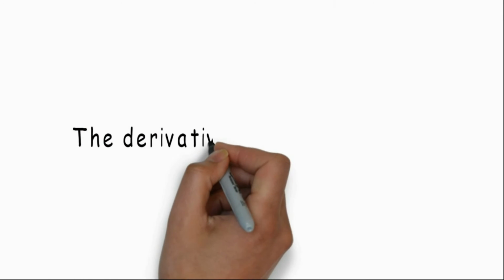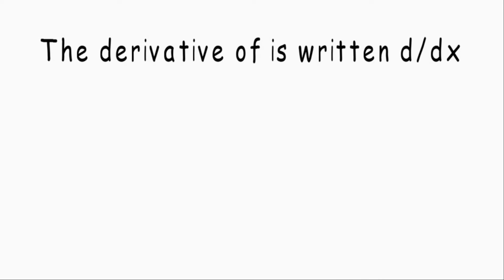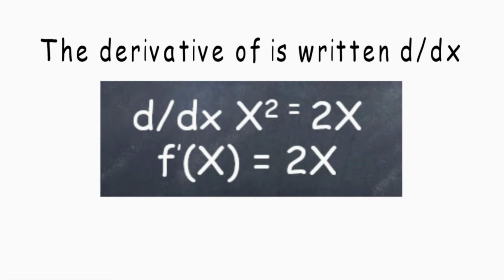So the derivative of is written d/dx. So d/dx of x squared is 2x, or it can be written in another way. f'(x) is 2x. So f'(x) actually means the derivative of function x.